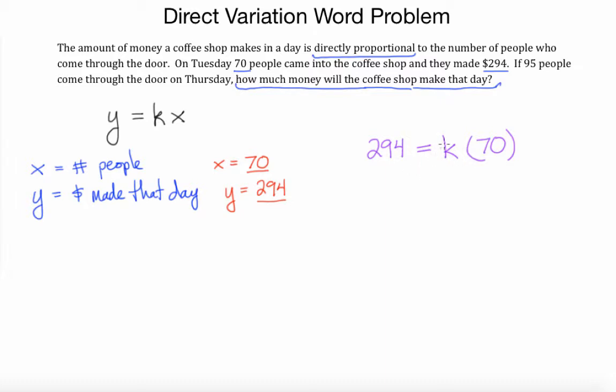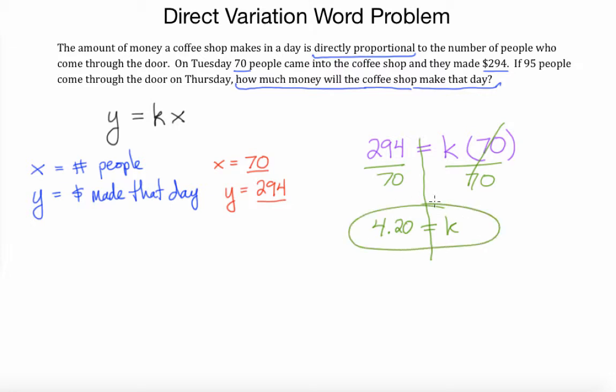Now it's really easy to solve. I can figure out what k is at this point. I just need to divide both sides by 70. It's a basic one-step equation. 70 divides into 1, and k is equal to 294 divided by 70, which is 4.20.